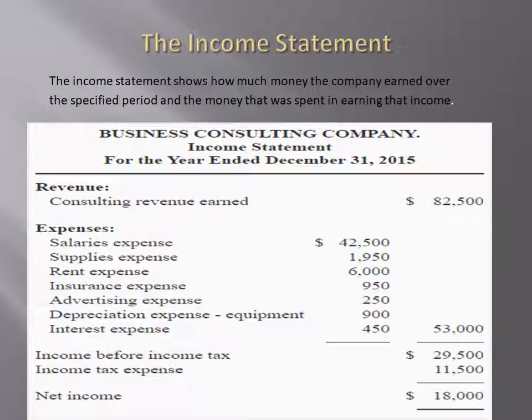The income statement shows how much money the company earned over a specific period and the money that was spent on earning that income. Sales or revenue reflects the amount of money the company made by providing its products or services before the expenses are deducted. Operating expenses include the cost of doing business, such as salaries, rent, insurance, and advertising. It also includes interest that was earned and paid.